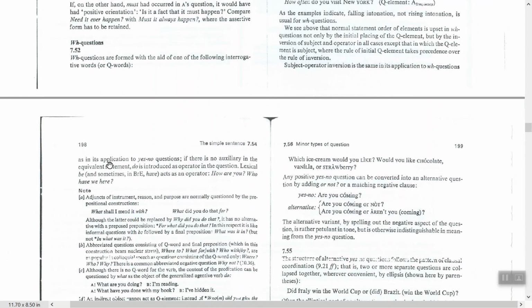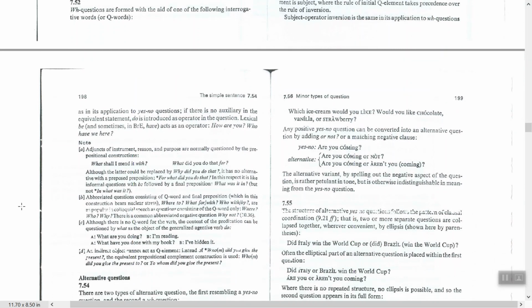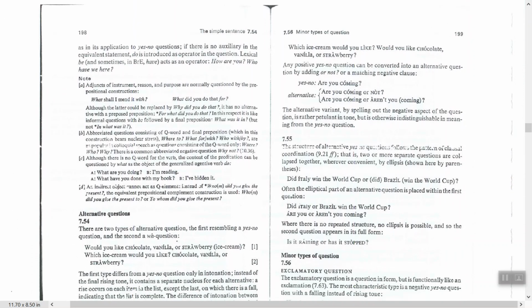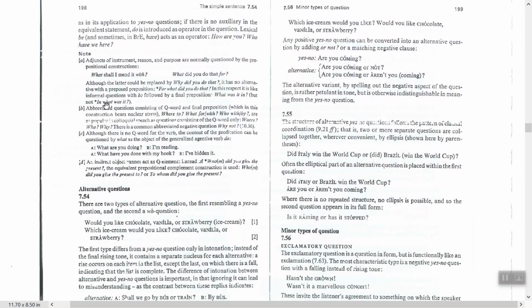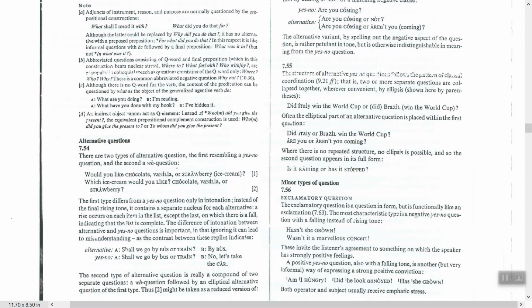Okay, as in its application to yes/no questions, so the same. And also, if there is no auxiliary, you can use "do," and it's very easy, you know about it. You have a note here with much more detail. You can read it for benefit.